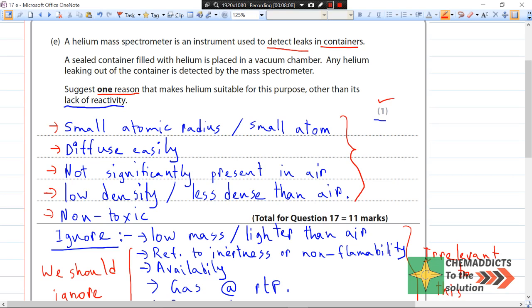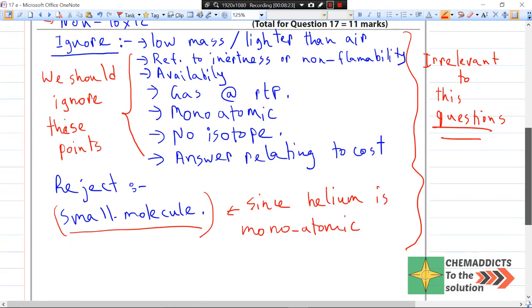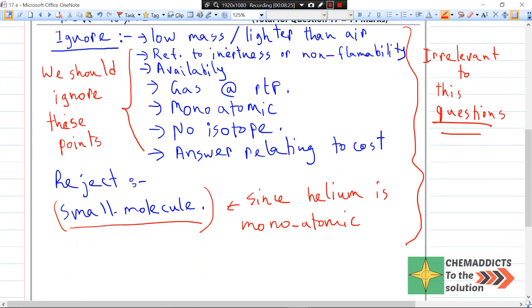So now let us discuss some of the points that we should ignore, that are not relevant to this answer as well as its question. So let us discuss here. These are the points that we should ignore.